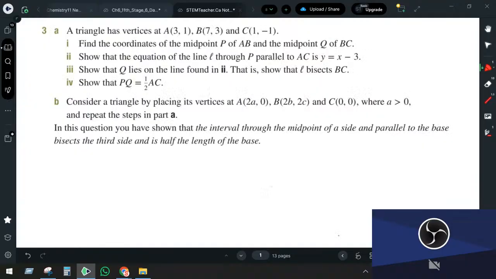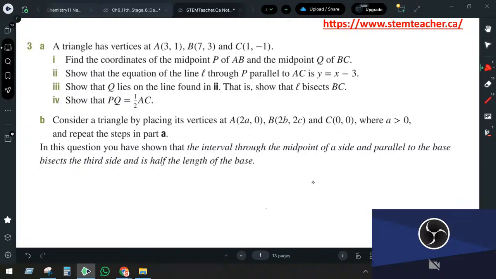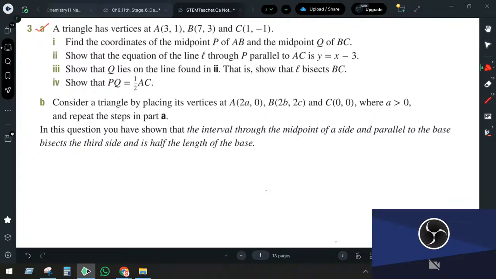Okay. So what is the question? Can you read this question? A triangle has vertices at A (3, 1), B (7, 3), and C (1, -1). Find the coordinates of the midpoint P of AB and the midpoint Q of BC.